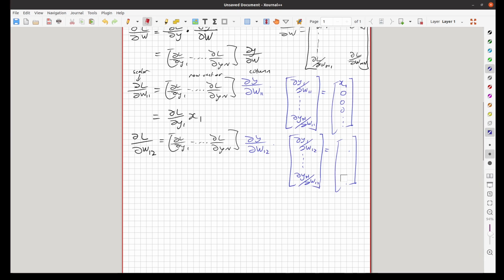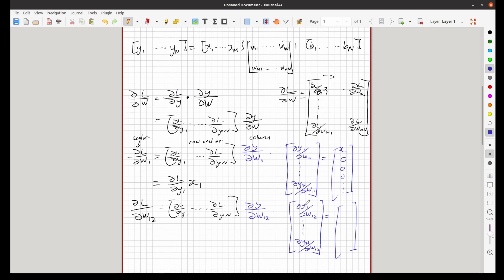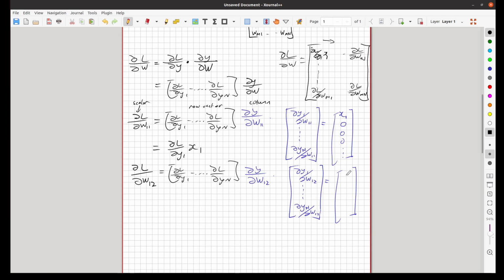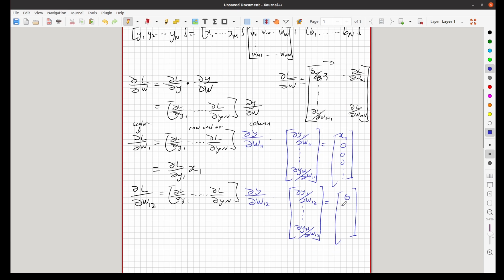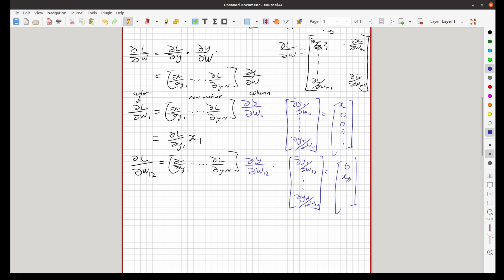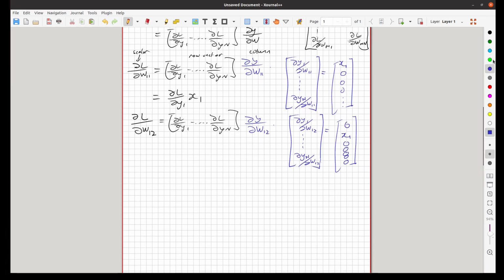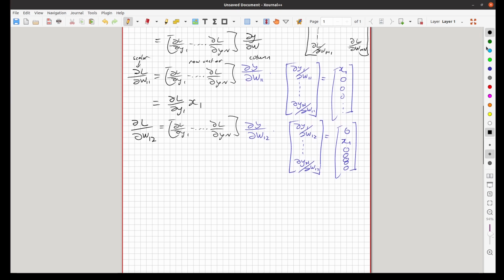And if you go through this, you'll find that the only thing that w12 influences is when you multiply this row vector by the second column here and get your y2 back, right? So you will get that dy1/dw12 is 0, and then dy2/dw12 is x1, and then the rest will be zeros, right? So that ends up giving that this expression here is equal to dL/dy2 times x1.